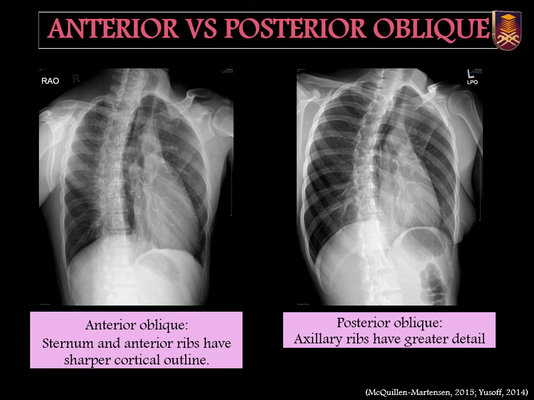The anterior oblique will project a sharper cortical outline of the sternum and is preferred for delineating the contour of anterior rib. In contrast, posterior oblique will give better delineation of axillary rib. So, as a radiographer, you should evaluate the final image to ensure that the radiograph is able to address the correct part of the ribs under investigation.